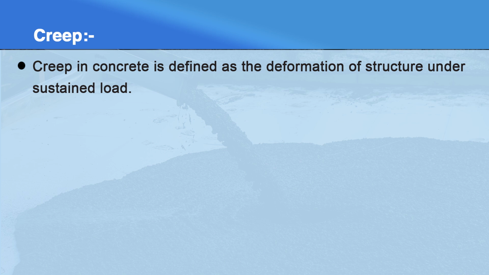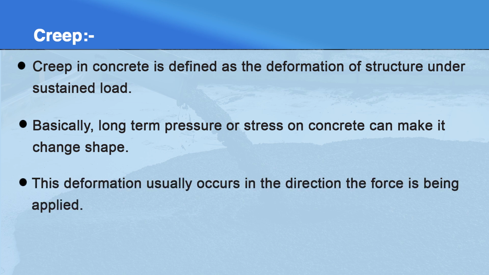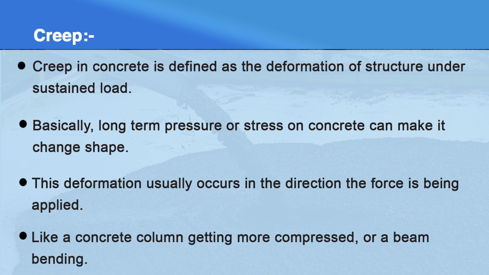Now, the creep in concrete is defined as the deformation of a structure under sustained loading. Basically, long-term pressure or stress on concrete can make it change its shape. This deformation usually occurs in the direction the force is being applied, like a concrete column getting more compressed because of the continuous loading, or a beam which is bending because of the sustained loading.